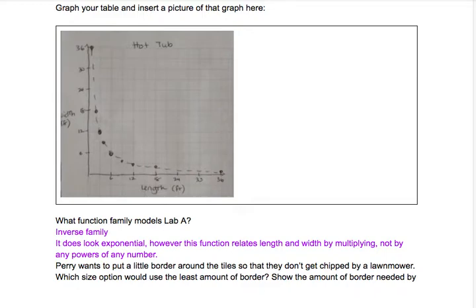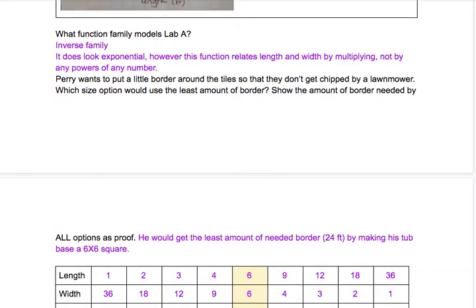So it's inverse. Now, Perry wants to put a little border around the tiles so that when you're mowing, you don't chip it with a lawnmower. And he wants to know which option would mean the least amount of border that he'd have to purchase. And then we were going to show it by showing all the options.